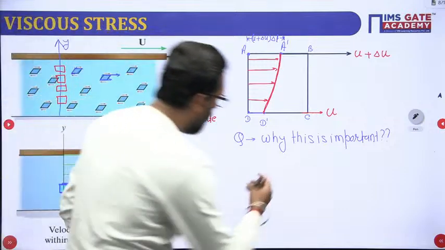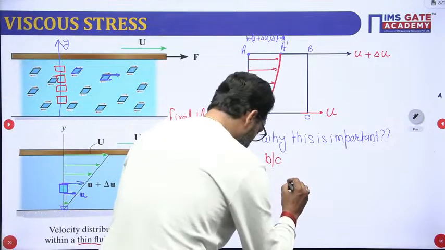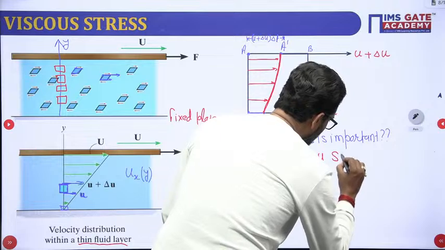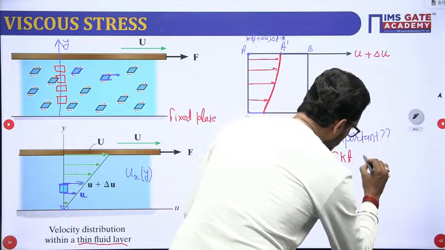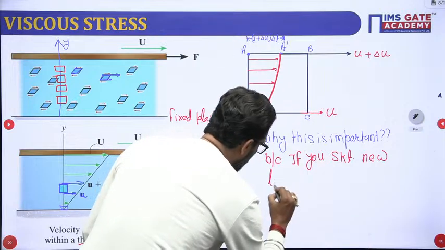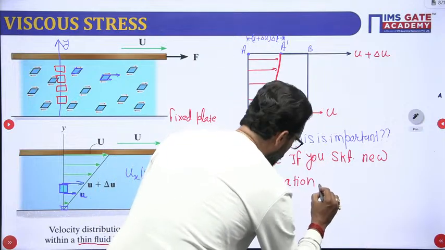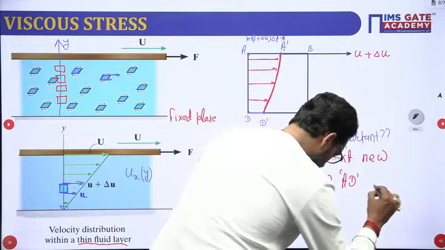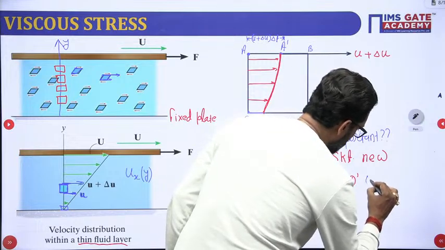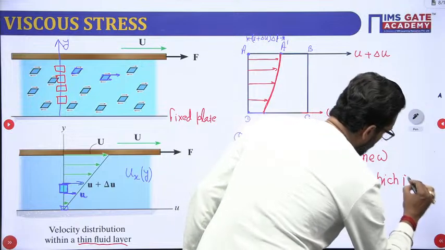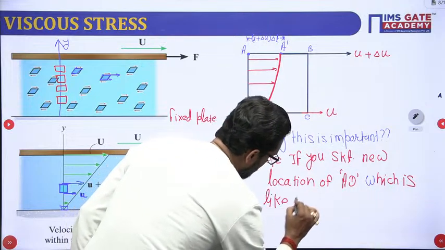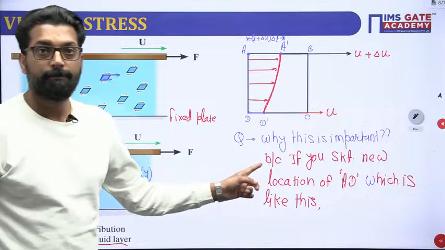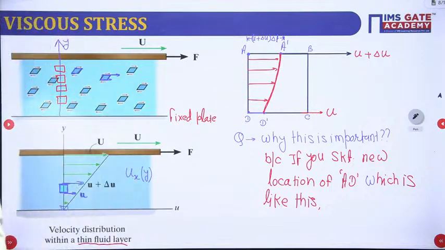That means why is this important? Because if you sketch the new location of AD, which is like this, for that one, this sketch is important. Okay. Now, my dear, think about that one.